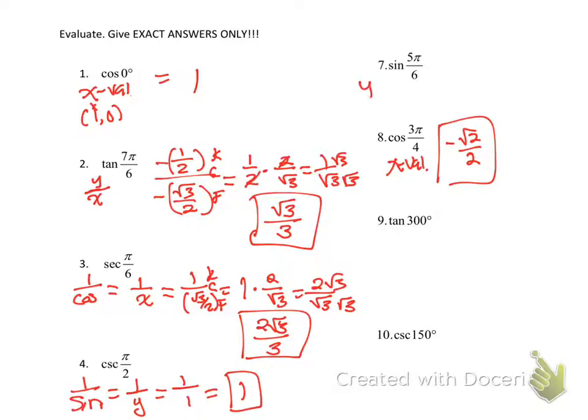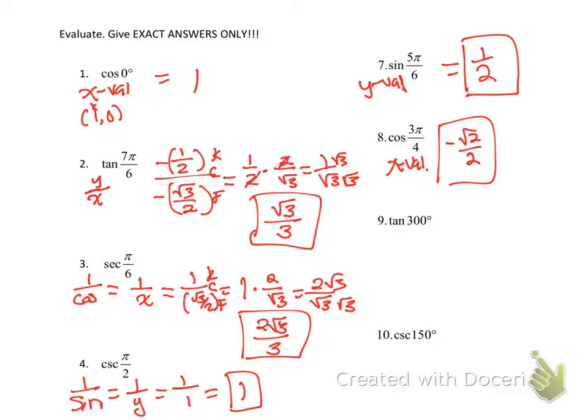7 is sine of 5 pi over 6. So remember, sine is your y value. And if you go to 5 pi over 6 on your unit circle, it is in quadrant 2. And sine is my y value. So I'm looking at the y value in quadrant 1, which is 1/2. And then I'm just double checking, is y positive in quadrant 2? And it is, so you're done.